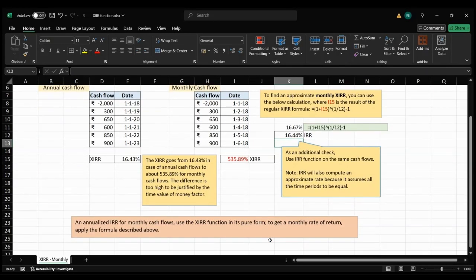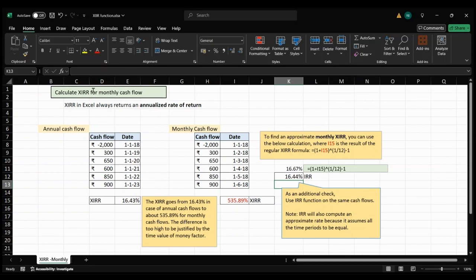Okay, to sum up, we can say that for an annualized IRR for monthly cash flow, use the XIRR function in its pure form, that is this function. Okay, and to get the monthly rate of return, apply this formula. Okay, so this is how we calculate XIRR for monthly cash flow.